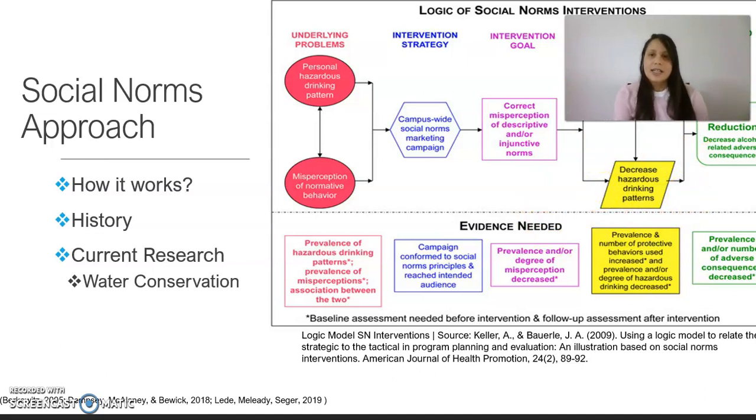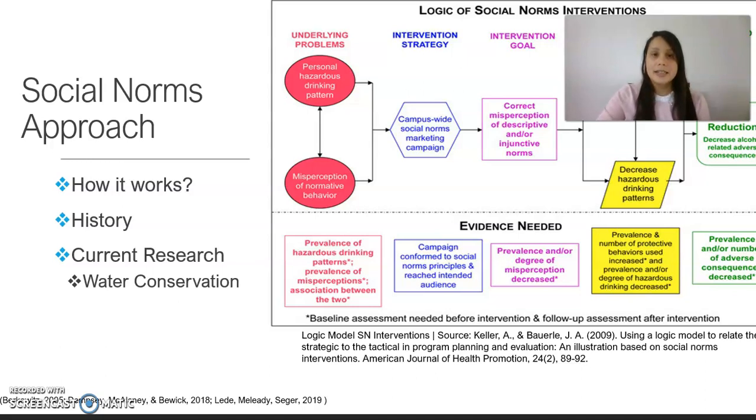This was actually developed in the 1980s by Alan Berkovitz and H. Wesley Perkins. They developed this with the idea that they could correct misperceptions by deploying a marketing campaign by showcasing the data that was actually associated with what the normative behavior was. This has been replicated throughout the years and has proven to be successful in multiple occasions. Currently, research is trying to apply the social norms approach beyond university settings and beyond tobacco and alcohol usage.